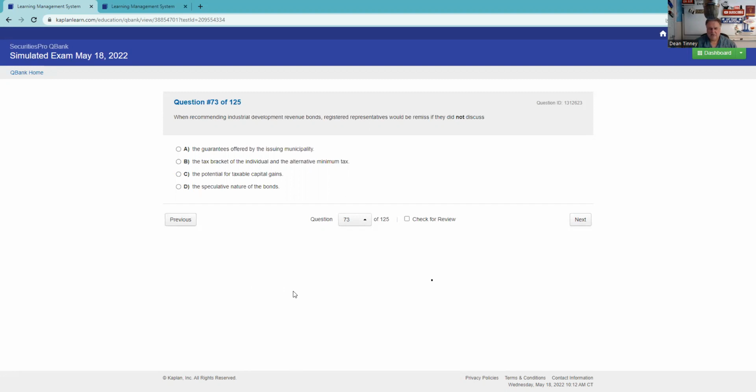Speculative nature, that just makes no sense. Depends on that. So I'm going to say B there. The other one, by the way, would be public purpose, non-essential, like a stadium bond.